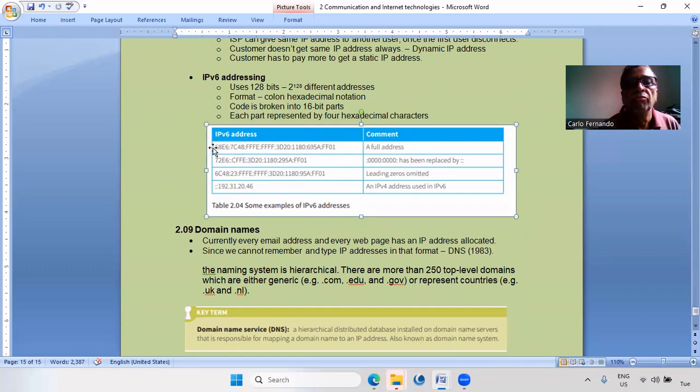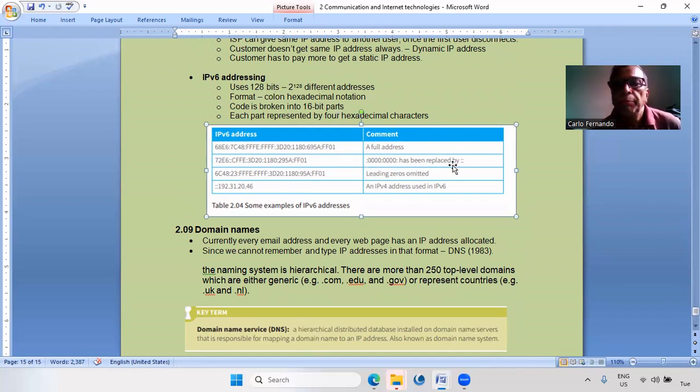Here, each number has 4 digits, and that is 16 bits. So 16 into 8, each number has 16 bits, into 8. That is 128, which will give you this amount of addresses, 2 to the power 128.